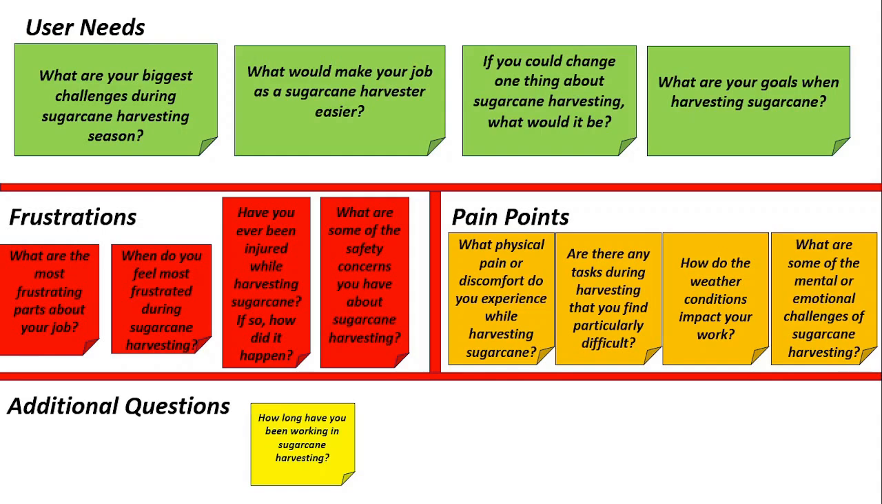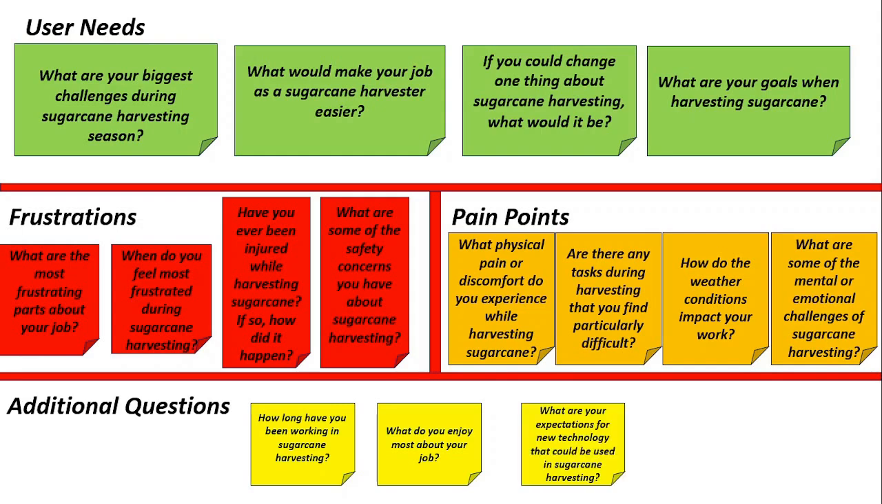Additional questions I also asked: how long have you been working in sugarcane harvesting? They answered me. What do you enjoy most about your job? How, as a farmer, do you enjoy your job? Likewise, I asked, what are your expectations for new technology that could be used in sugarcane harvesting? Based on this question, I arrived at an AI controlled machine. How do you think sugarcane harvesting should be improved? So the AI based harvester I introduced is based on these questions and this analysis.